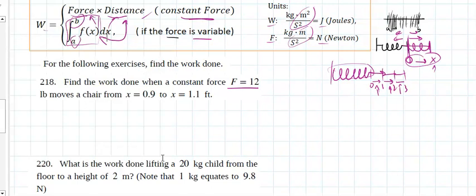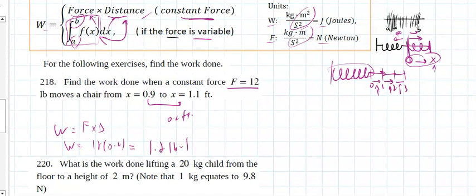Find the work done when a constant force of 12 pounds moves an object from 0.9 to 1.1 feet. So the distance is really 0.2 feet. Work is F times D. Work is the force, 12, times 0.2. I love when it does that. And that makes it 1.2 pound-feet.